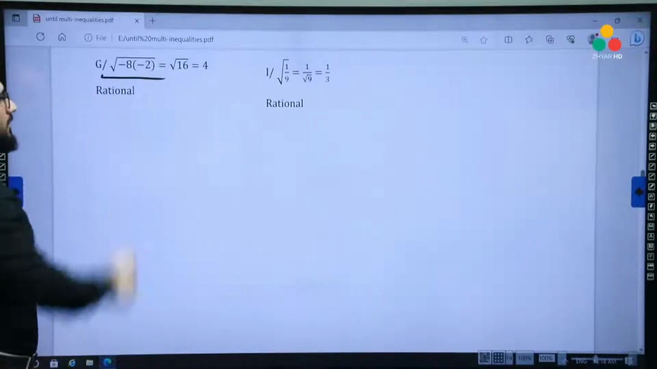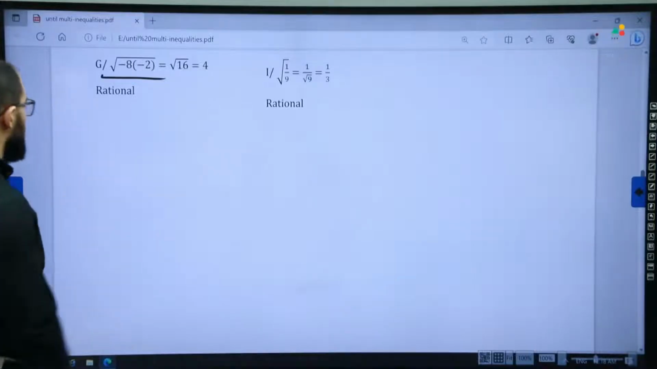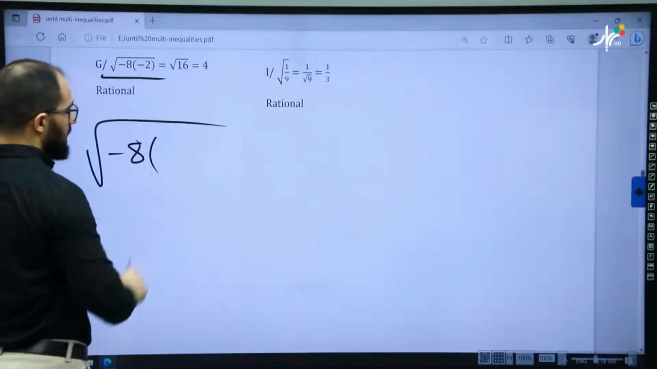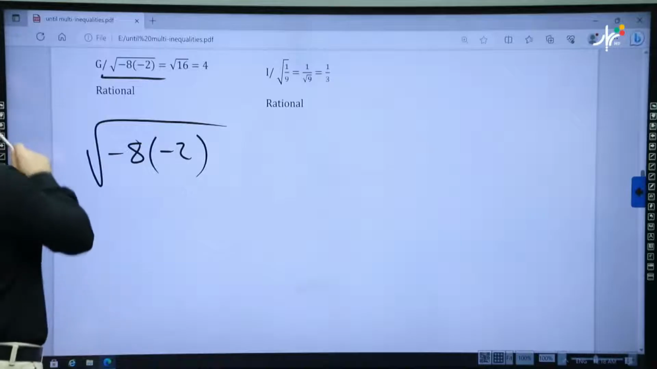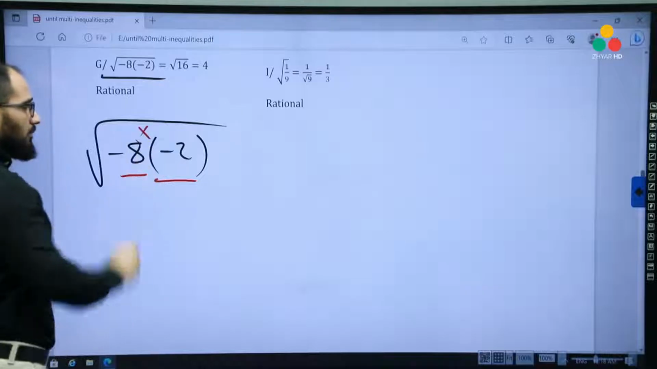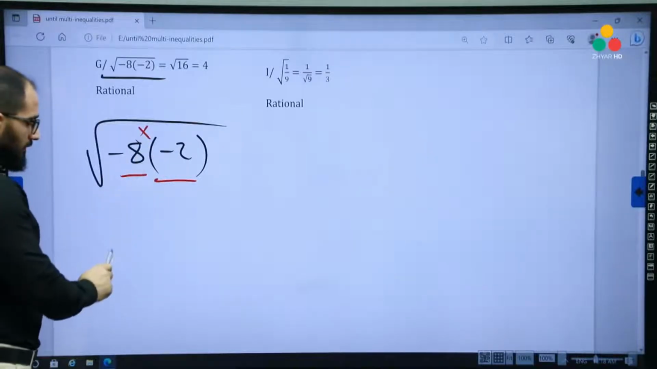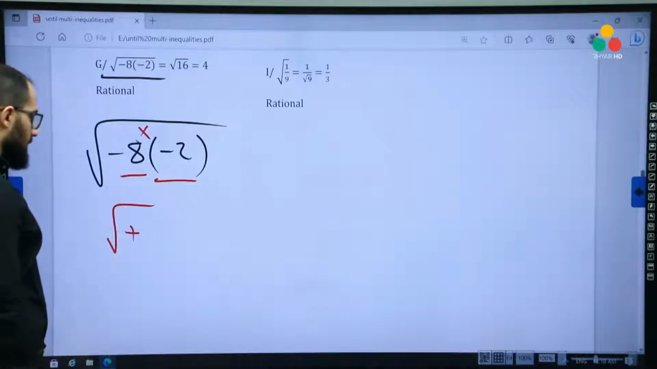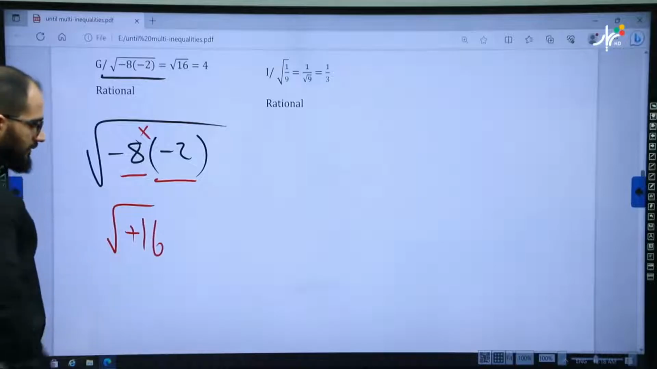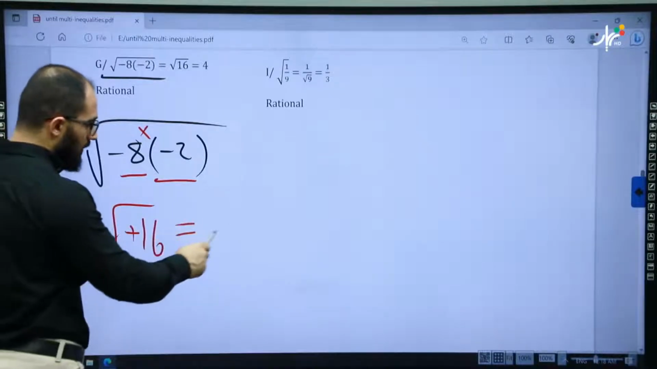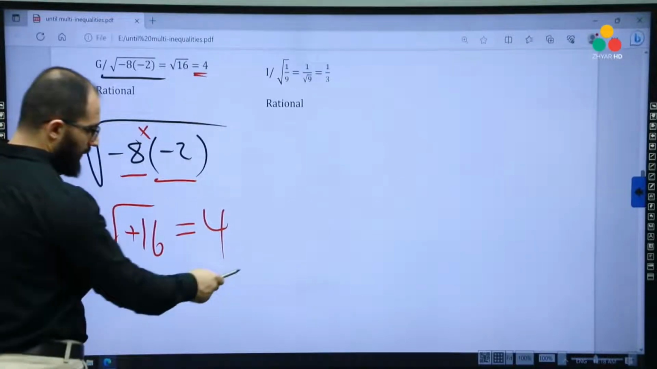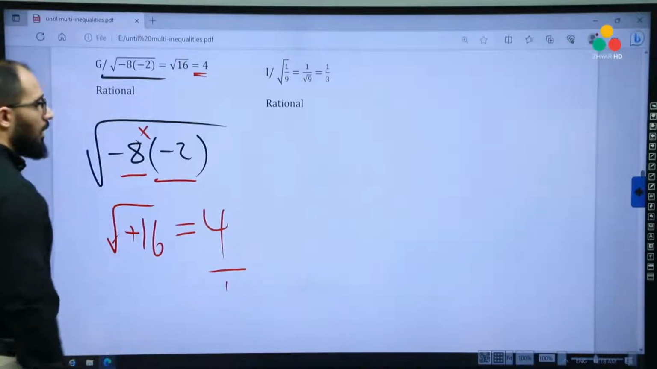So we have to simplify it. Then we decide which one it is. So we have the square root of -8 times -2. Because we have a bracket between these two numbers, it means we multiply them. Negative times negative is positive. Even if you don't write the positive, it's okay. 8 times 2 is 16. So we have the square root of 16 and it's equal to 4. So 4 is a rational number because we said that it has denominator 1.